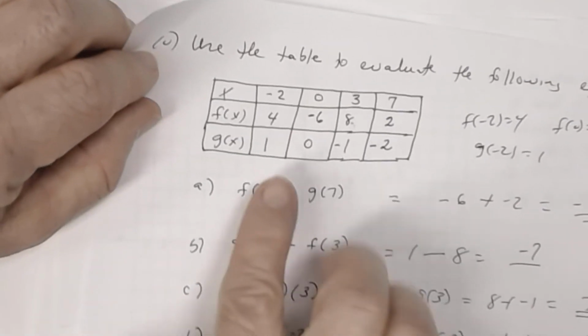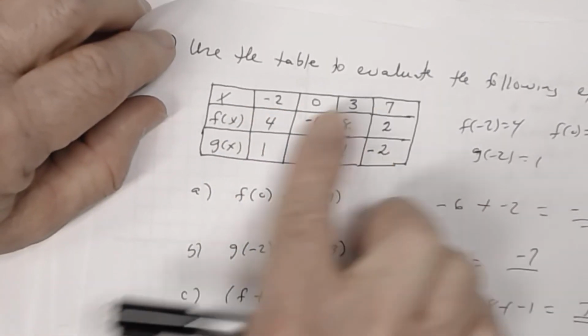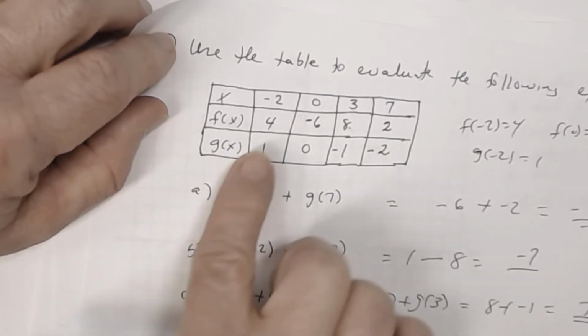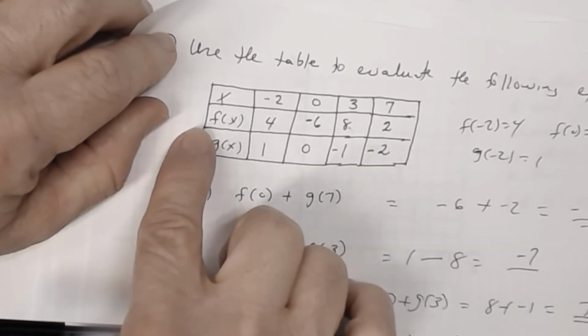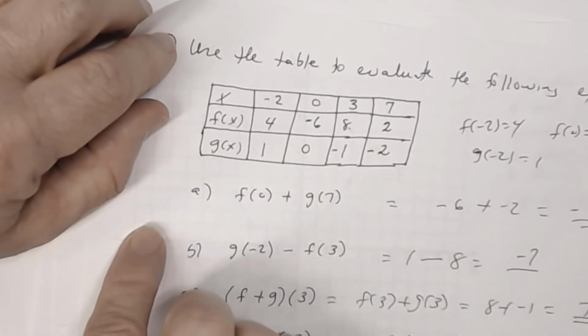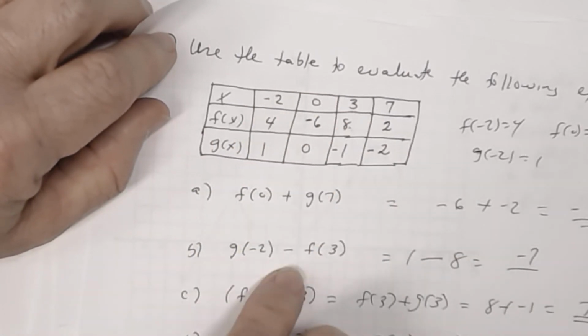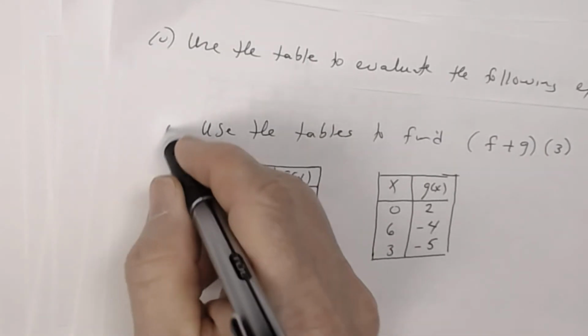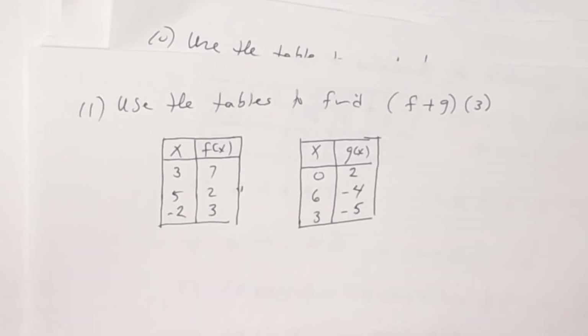So just make sure you know how to read these tables. These are your x values. These right here are your y values because f of x is y, g of x is y. So these are the y values for your function f. These are the y values for your function g when x are these numbers. And then finally, number 11, our last one. And that's just one thing I want you to find.